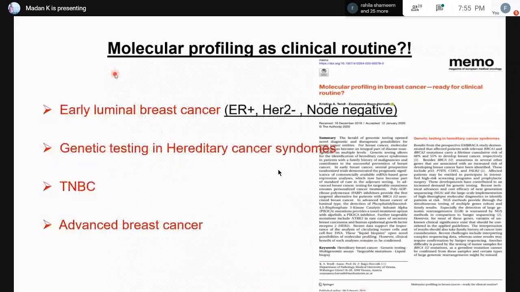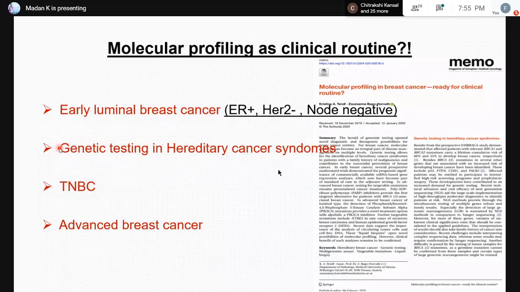That is in early luminal breast cancers. In early luminal breast cancer, we can ask for multi-gene prognostic assays and assess if the patient will benefit or will not benefit from additional chemotherapy. And this can also be used to assess the risk of recurrence. Similarly, profiling can be used in genetic testing in hereditary cancer syndromes like BRCA1 and BRCA2 syndromes, also the less known syndromes which I mentioned in the previous slide. And molecular profiling can also be used in triple negative cases to subtype and also to identify the targets.